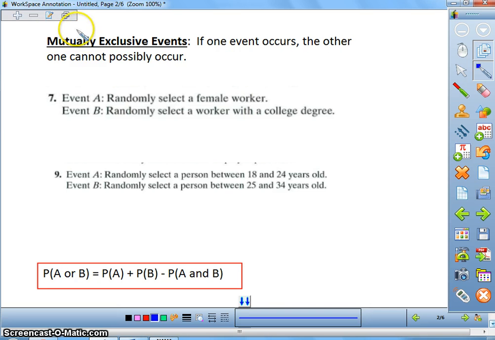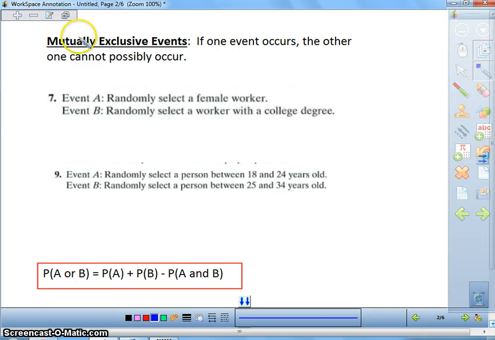Mutually means together. If you have a mutual friend with someone, you both are friends of that third person. And exclusive means that things are excluded. So together, mutually exclusive events means that one event excludes the other one from happening. So if one event occurs, the other one cannot possibly occur.